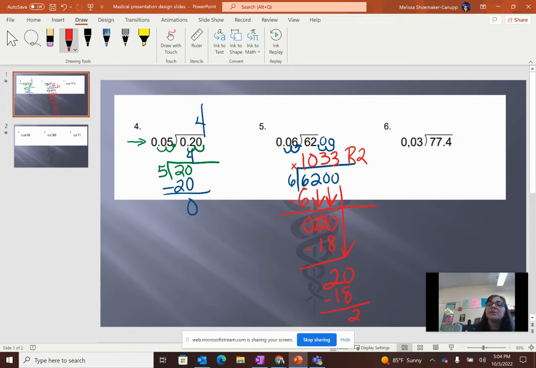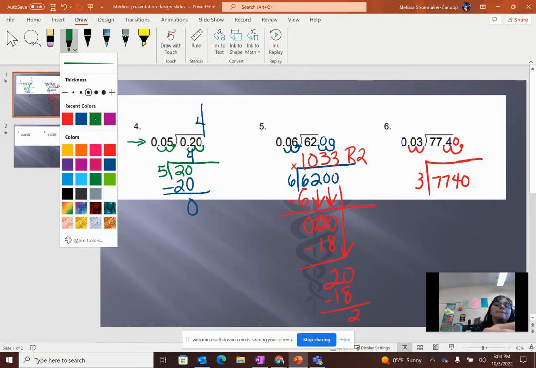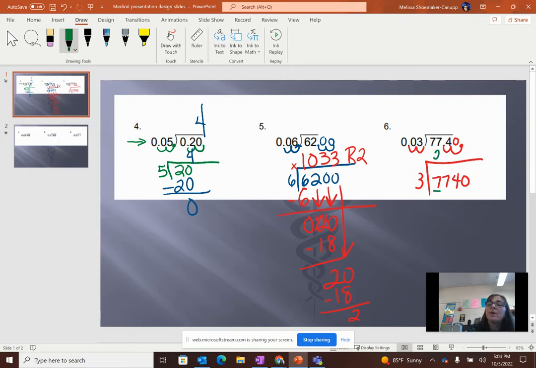Number 6, here's my boss. I've got to move it twice again, so I'm moving it twice. I only have 1 0 to fill in. 3 goes into 7,740. 3 goes into 7 twice. 3 times 2 is 6.